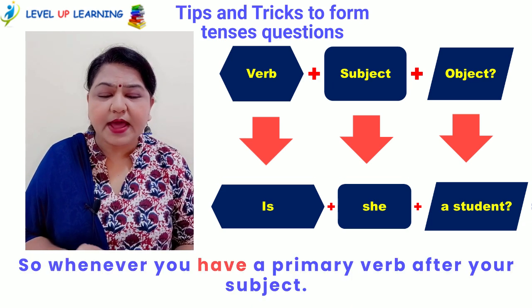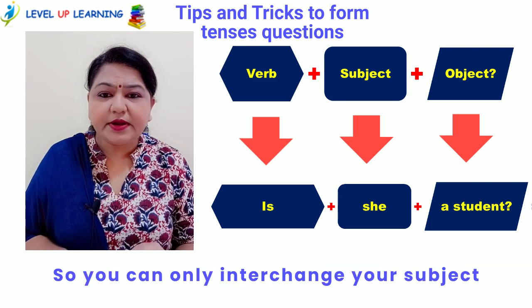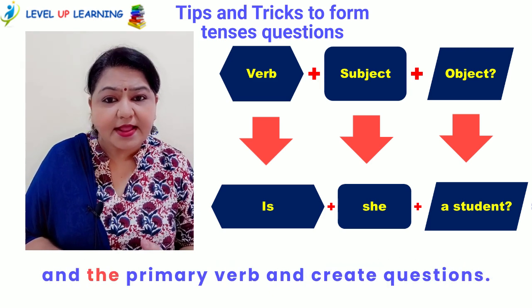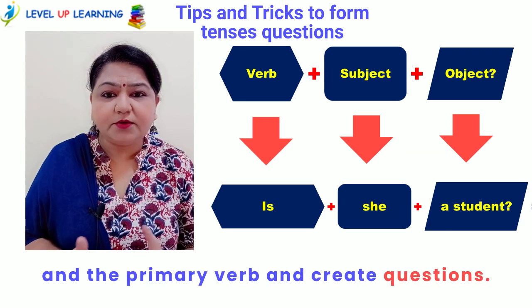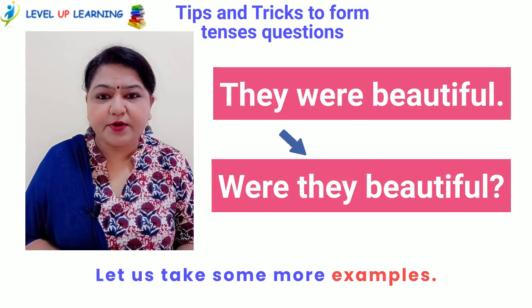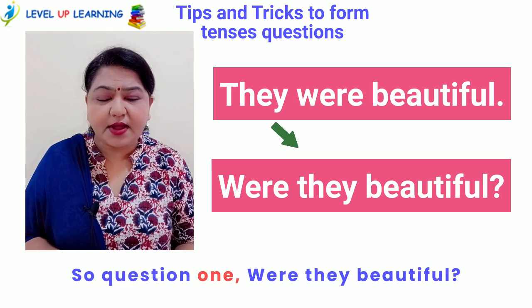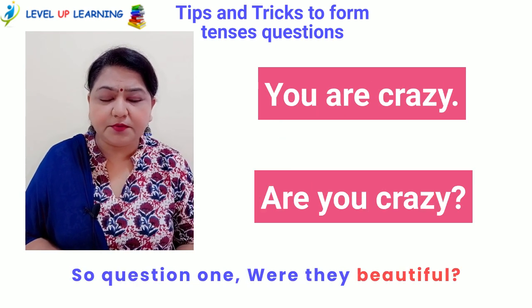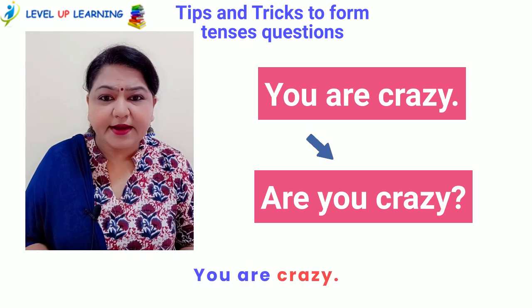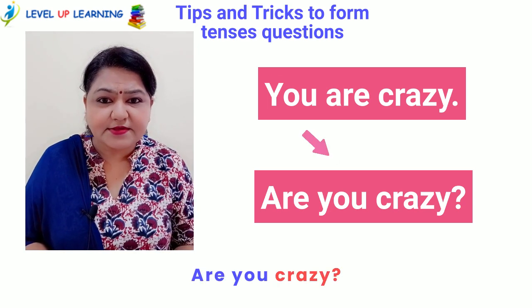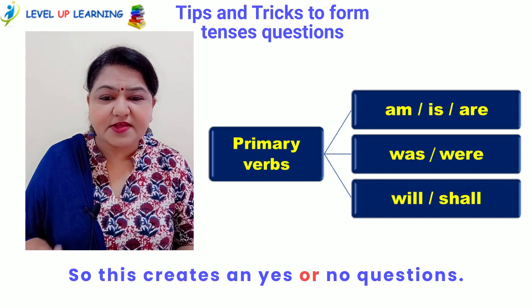So, whenever you have a primary verb after your subject, you can simply interchange your subject and the primary verb and create questions. Let us take some more examples. They were beautiful. So, question 1, were they beautiful? You are crazy. Are you crazy? So, this creates yes or no questions.